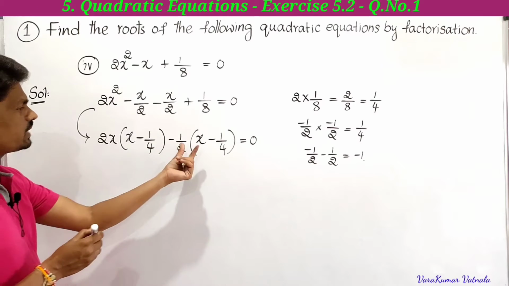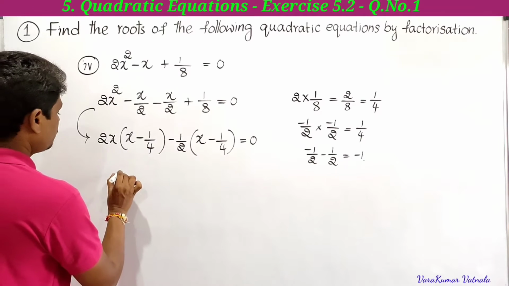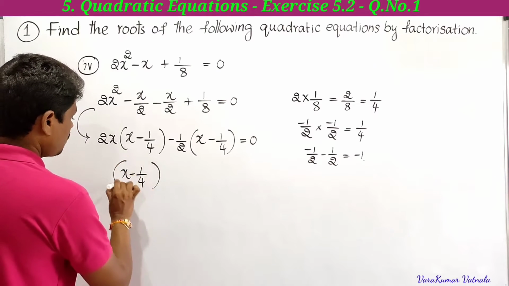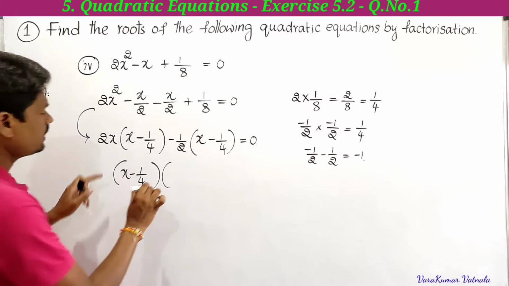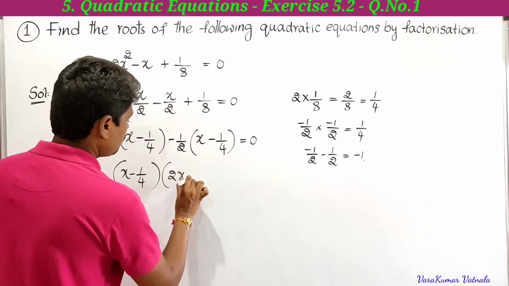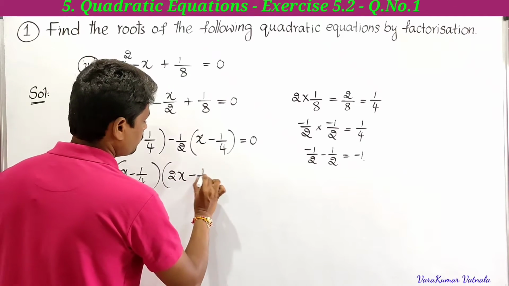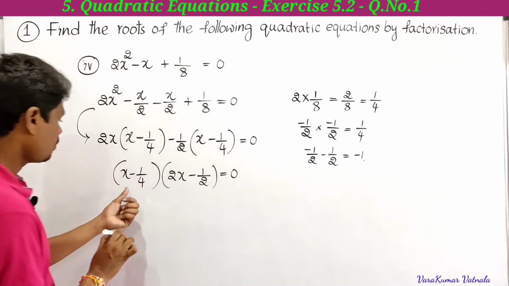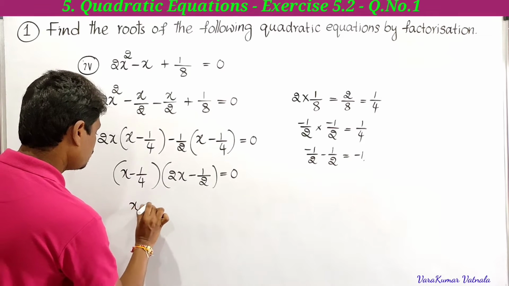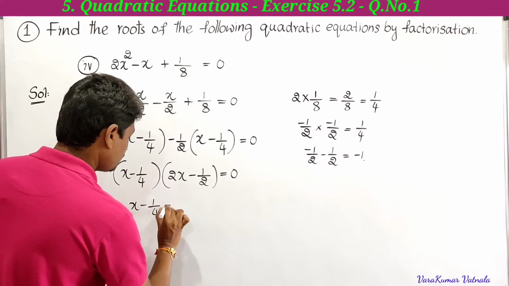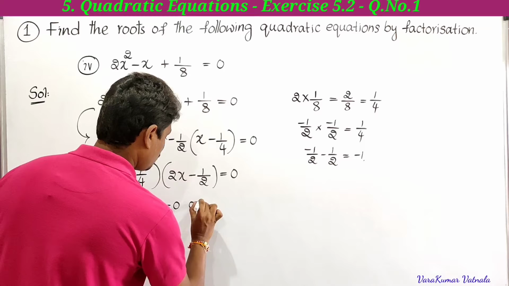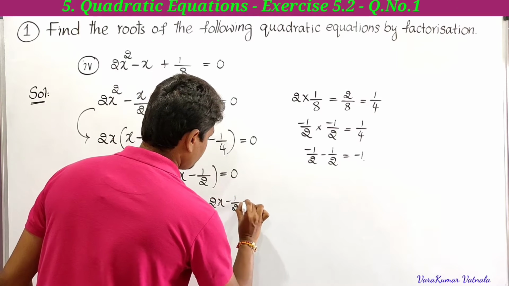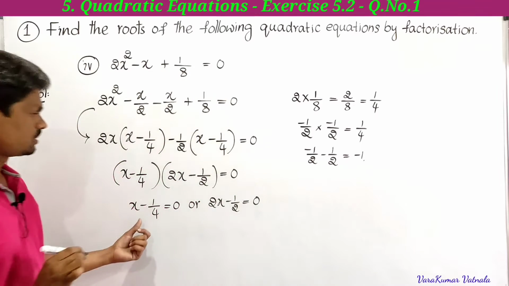So next, x minus 1 by 4 is common. I am taking x minus 1 by 4 as common. X minus 1 by 4 into, what is there here? 2x minus 1 by 2 is equal to 0. So now x minus 1 by 4 equal to 0, or 2x minus 1 by 2 equal to 0.